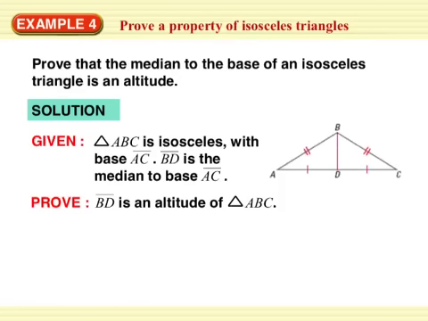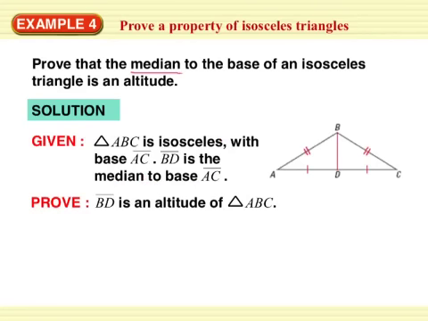Example 4. Prove a property of isosceles triangles. Prove that the median to the base of an isosceles triangle is an altitude. Okay, and I left all the solutions up here. We're going to talk through it. Here I have the base. The median, which is the middle, is D, which gives us two equal sides right here. Okay, it's isosceles, so these sides are congruent too.